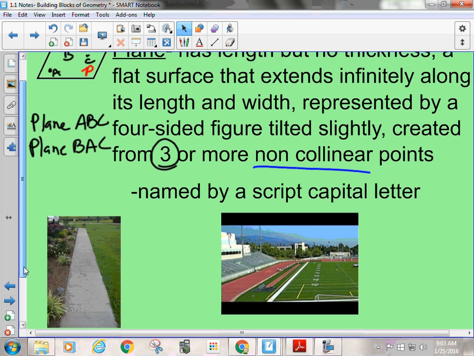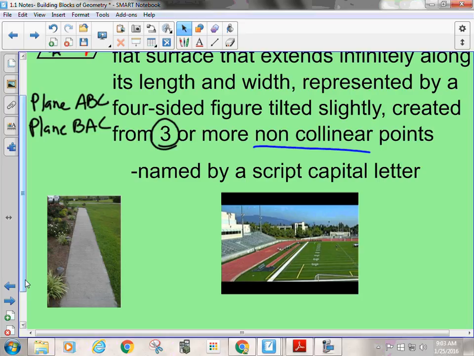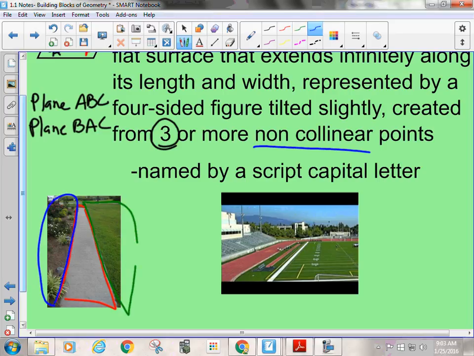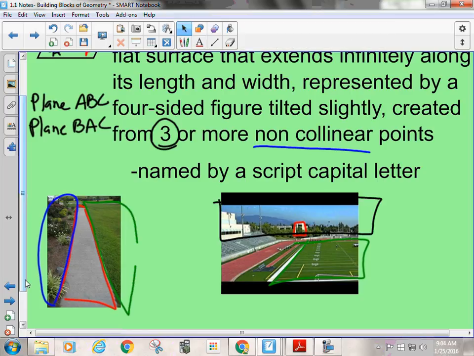Planes are seen a lot in real life. So for example, we have this sidewalk here. That's a plane. We have the grass over here. That could be a plane. We have the flower bed here. There's a plane in this picture. So lots of planes just in that picture. Here's an example of the football field. We have the plane of the football field. We have the plane of the building up in the back. We can talk about the plane of the sky. So planes are in lots of places here.